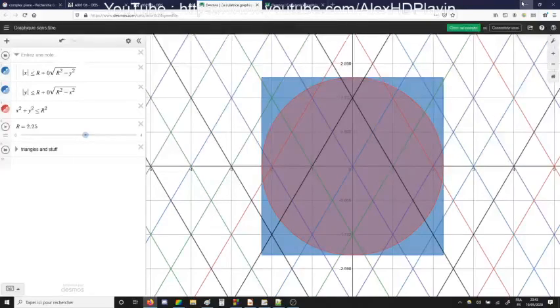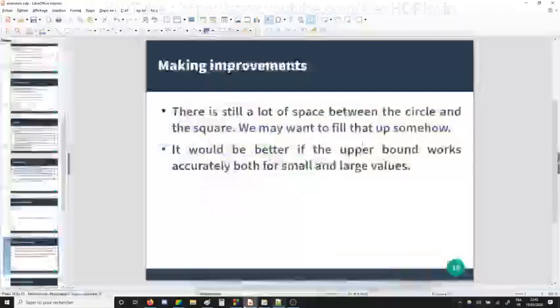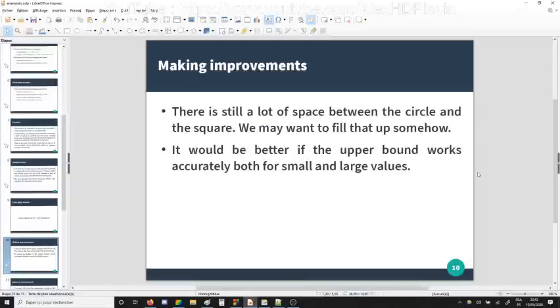But the thing is, it's going to be a bit complicated. If it works for small values, it's not going to work for large values, and the other way around. If it works for large values, it's not going to work for small values, and even worse, it's going to work only on a certain range of large values. If it's below, it's not going to be accurate. If it's bigger, it's not going to be accurate at all. It's going to be way off. So we might want something else.